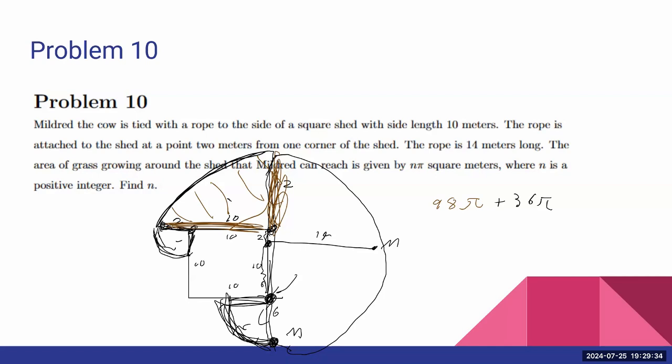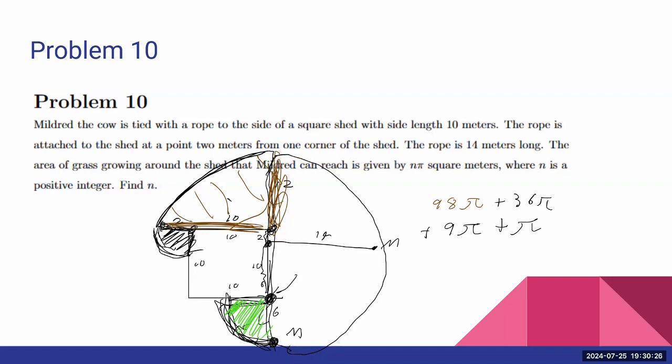We have 2 more to go. First of all is this one right here, another quarter circle. This one has a radius of 6. So what's the area of this quarter circle with radius 6? 9 pi. Yeah. And now we have one more, this small one, which has radius 2. It's pi.